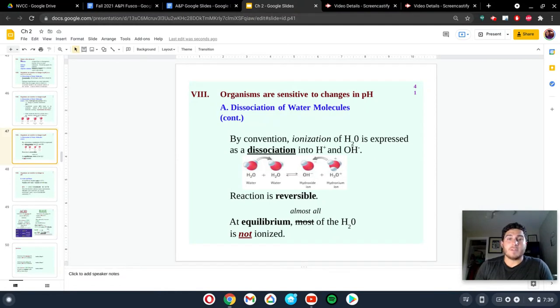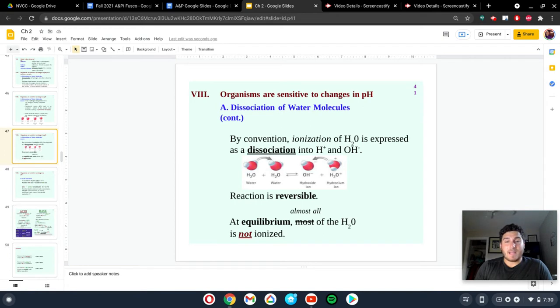So this is going to be organisms and their sensitivities to changes in pH. Real quick, pH again is how acidic or basic something is. What the heck does that even mean in the first place? All right, we got to talk about the dissociation of water molecules.